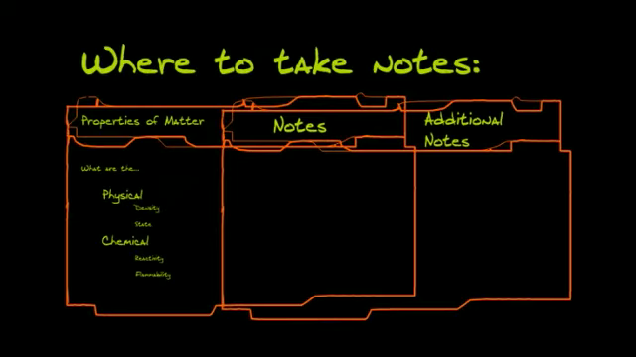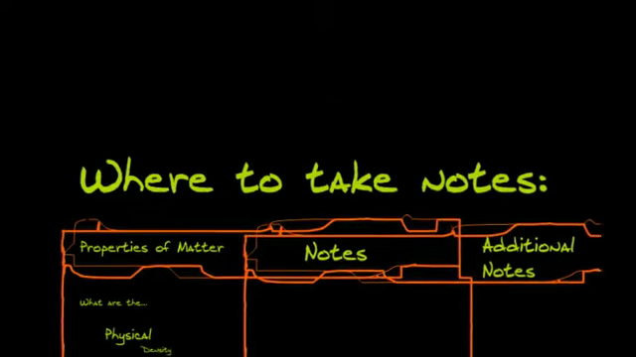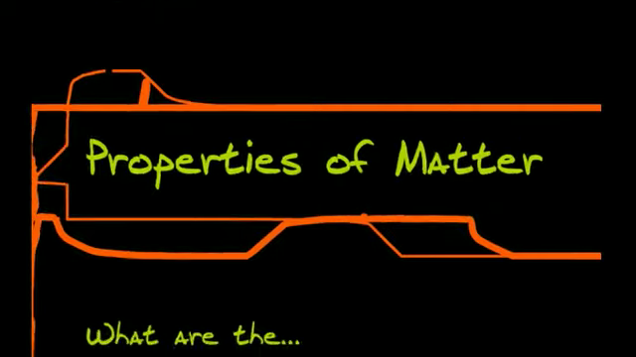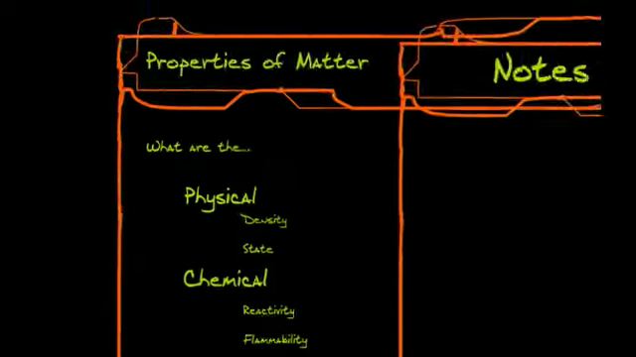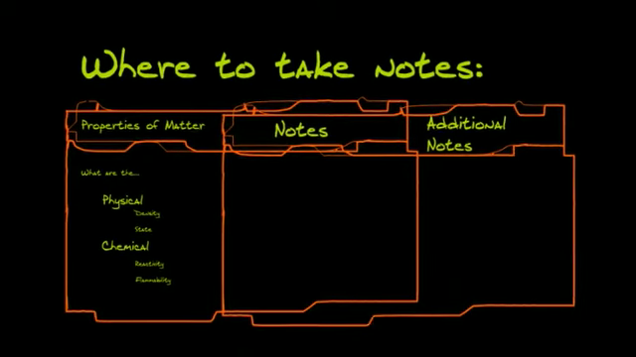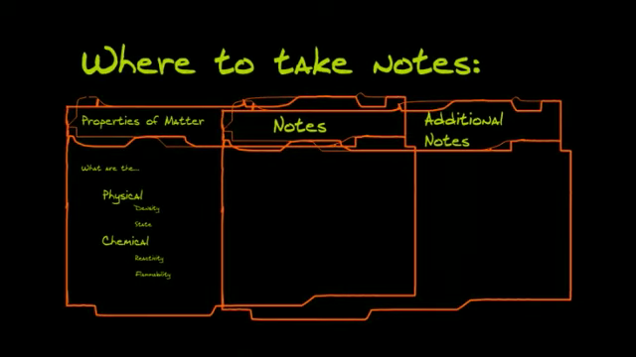Make sure you take notes from the articles on the back side of your Cornell notes. Under Properties of Matter, you're going to want to write down under the physical heading, density and state, and under chemical, you're going to want to write reactivity and flammability. Any notes you have about either of these two things should go under notes and additional notes. My drawing is not an accurate depiction of the layout in your Cornell notes, but you can get the general idea.